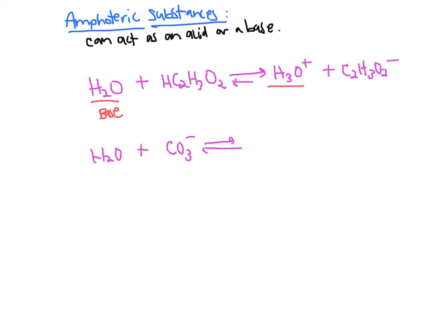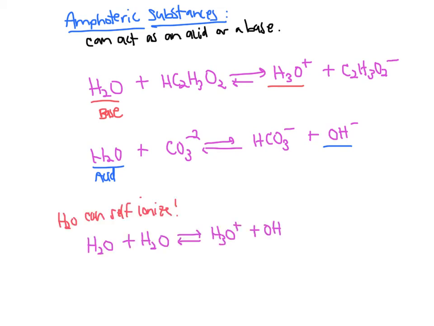You can also put water with something that's a known base, like carbonate ion. And it will actually give its hydrogen to the carbonate ion to produce bicarbonate and hydroxide. And so in this case, the water is acting as an acid by giving its hydrogen up.